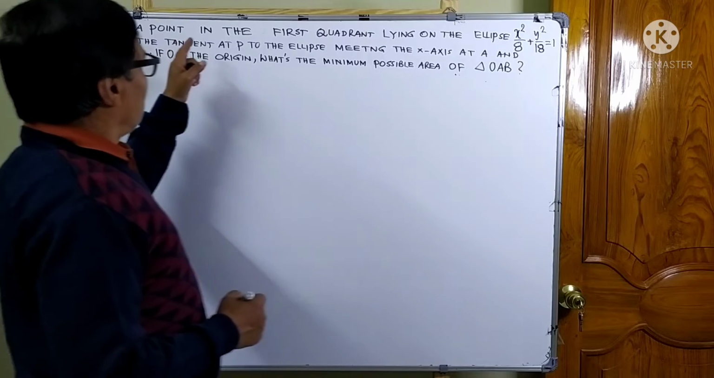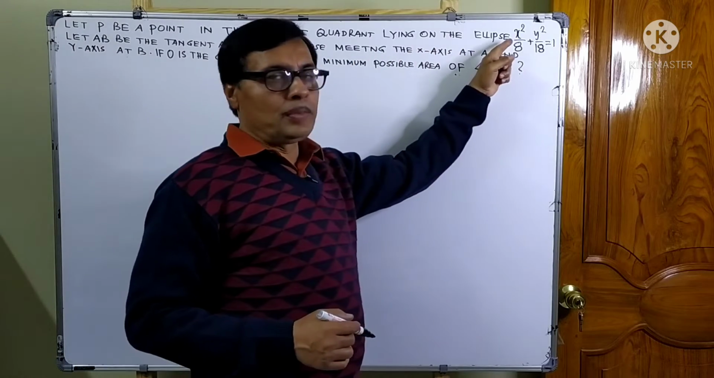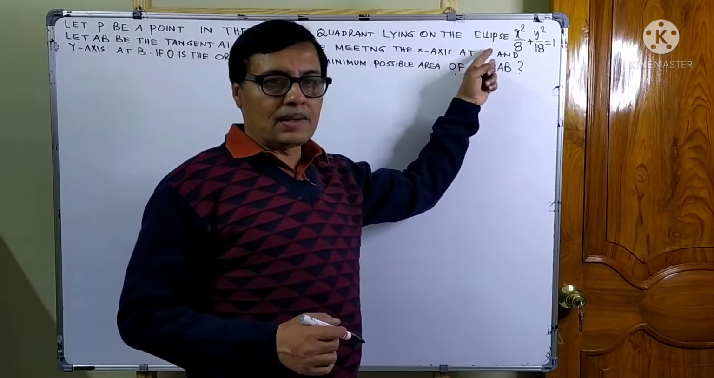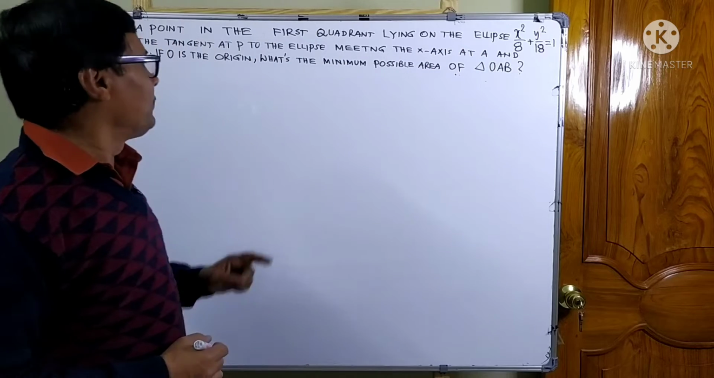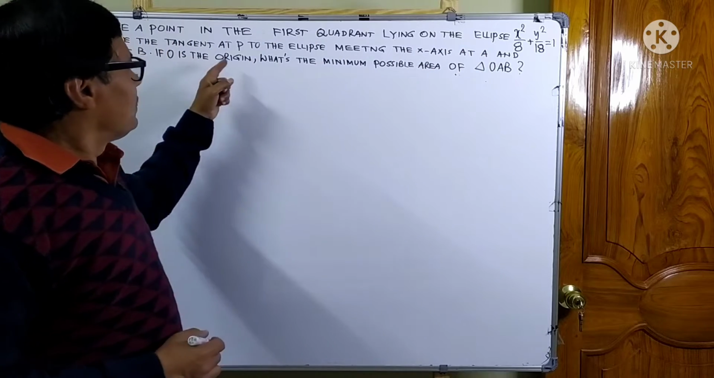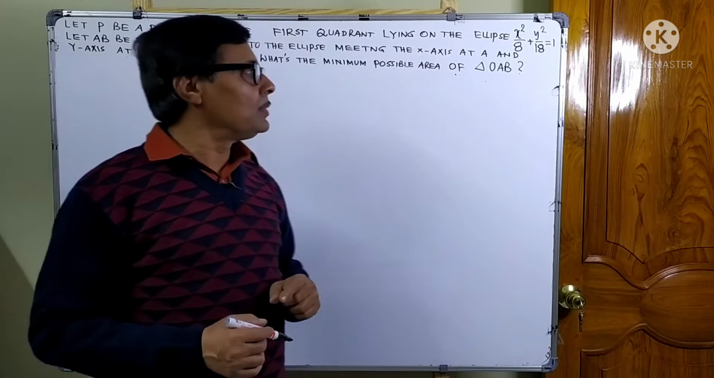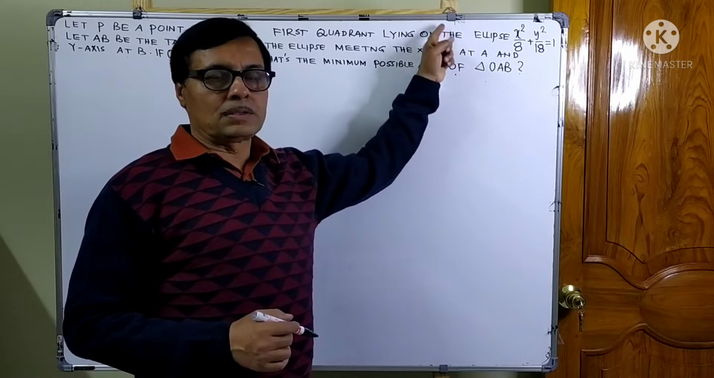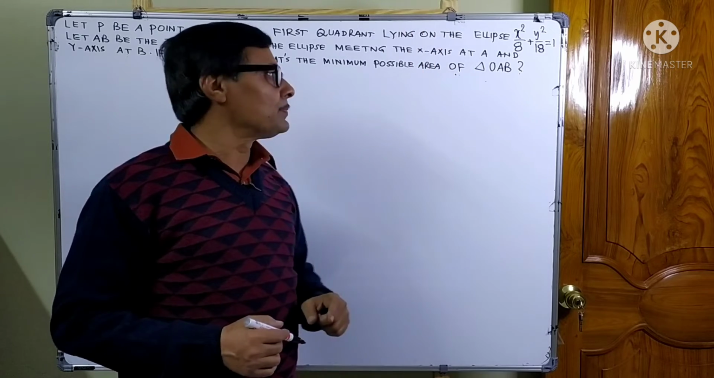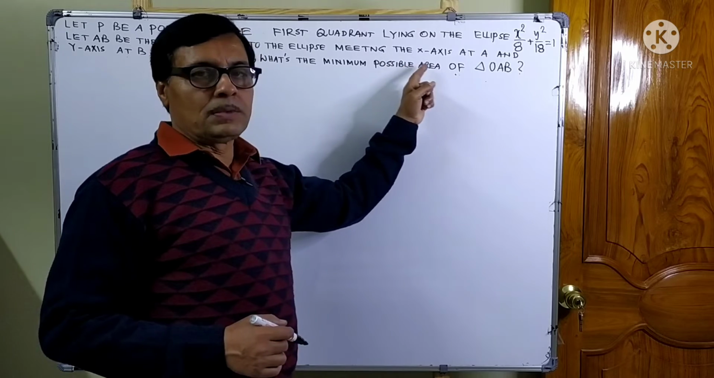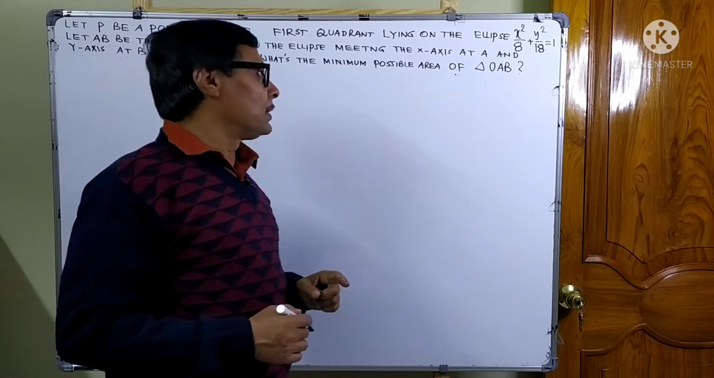Let AB be the tangent at the point P to this ellipse, which cuts the x axis at A and cuts the y axis at B. O is considered as the origin. What is the minimum possible area of the triangle OAB which is formed by this tangent and the two axes? Now, we have to determine the minimum possible area of this triangle OAB.